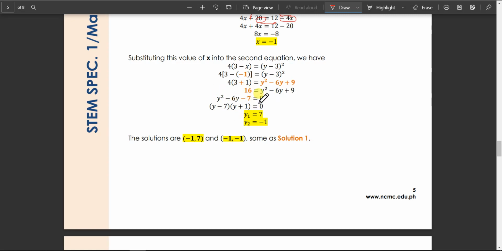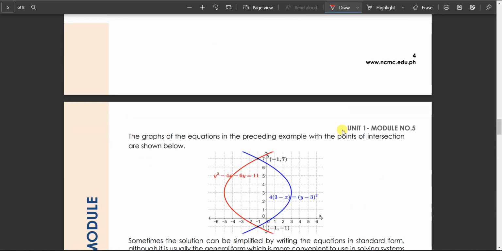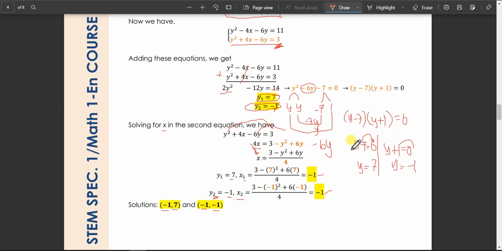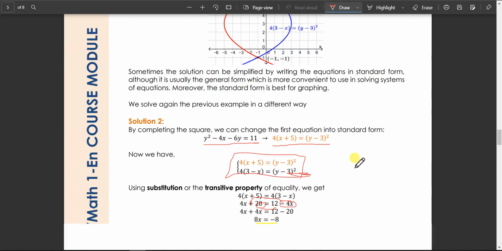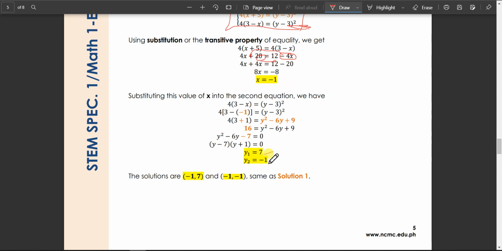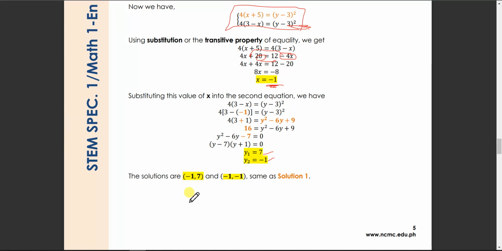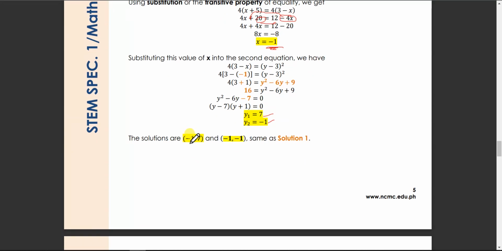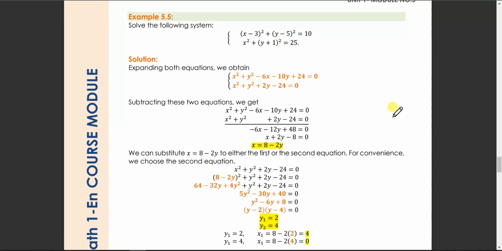Next is we are going to find the factor niya. So the same nga process ganiya sa pag-factor. So we have this answer na y is equal to positive 7 and negative y. But this time, isa ra ka x ang atong gipangita, which is equal to negative 1. So at x is equal to negative 1, our y1 is equal to 7. And again, at x is equal to negative 1, our y2 is equal to negative 1. So we come up into the same na answers. Okay? So let's have another example.